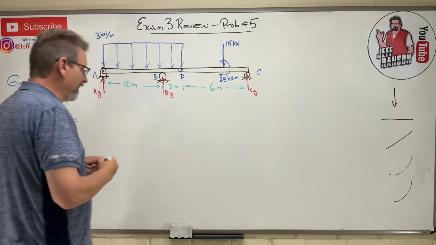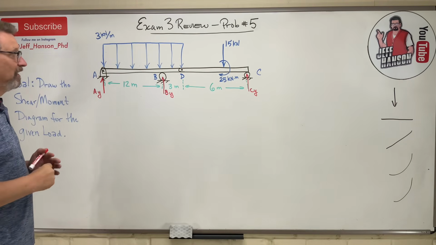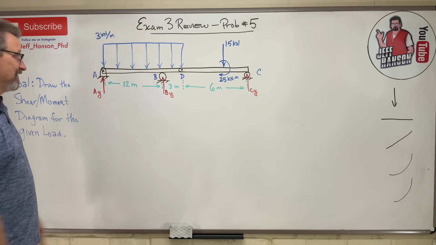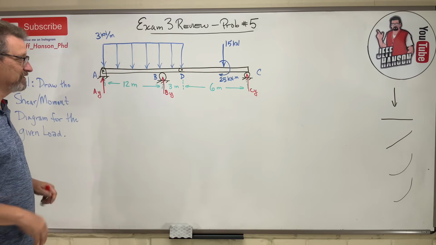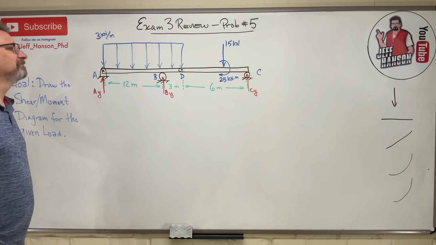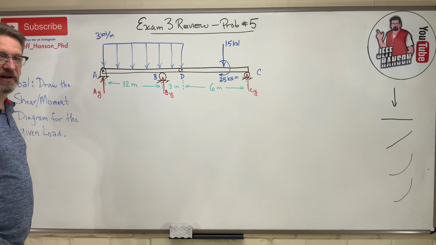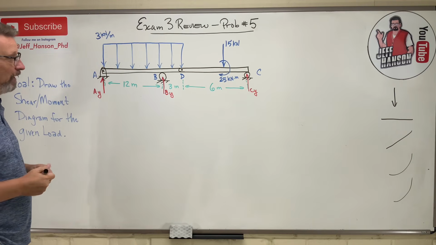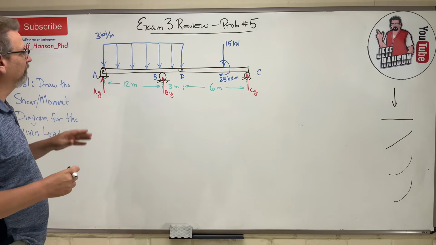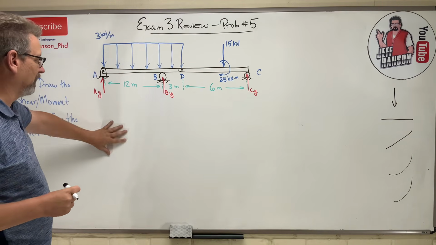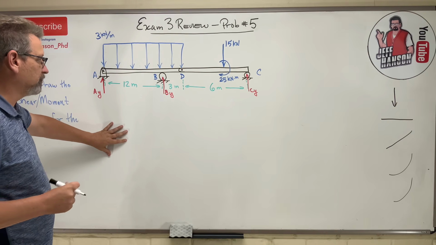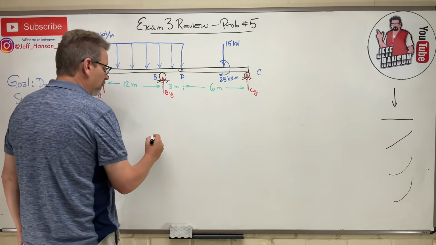Now, to find global equilibrium, I'm going to tell you right now, there is way too much stuff on this beam. So what are we going to do? We're going to take it apart, aren't we? Let's take this beam apart. It's a frame problem, isn't it? Let's see if we can find this global equilibrium before we do our shear moment diagram.